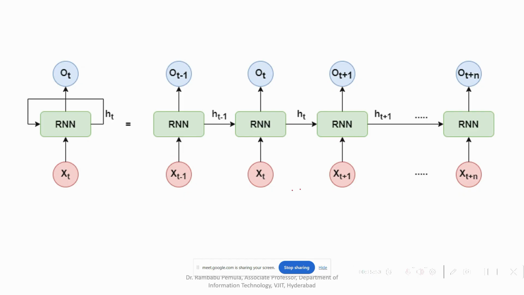Here there are different timestamps: time t minus 1, time t, time t plus 1, and time t plus n. Here n number of inputs are there, and we generate the output at time t minus 1, at time t, at time t plus 1, and at time t plus n. Like that, we generate different outputs. In all the cases, the RNN node is very, very important, so we have to see what the structure of the RNN is.